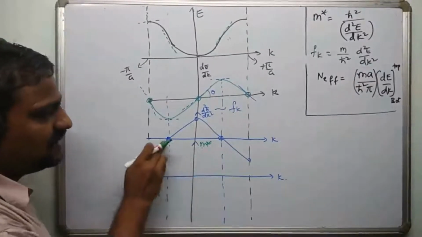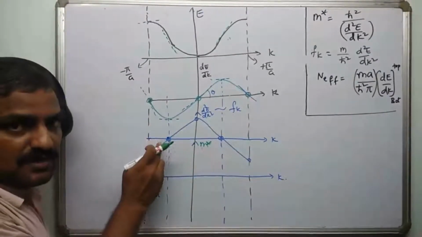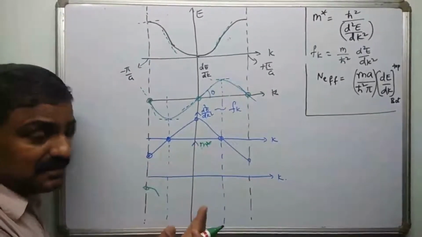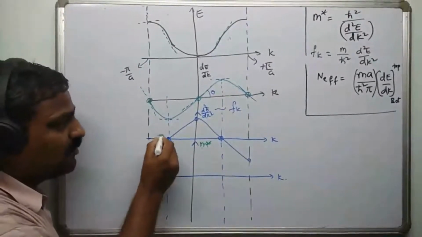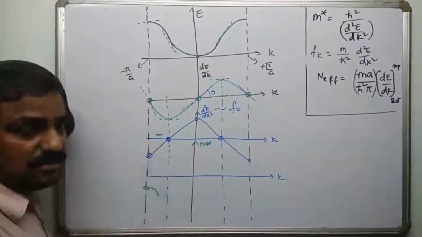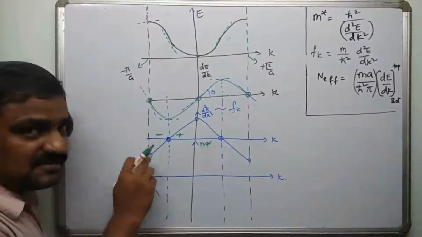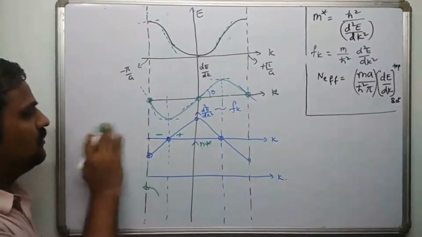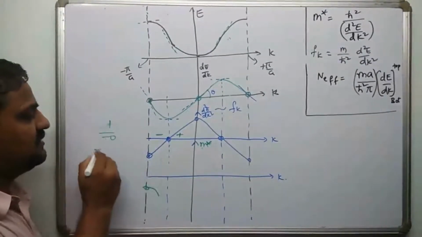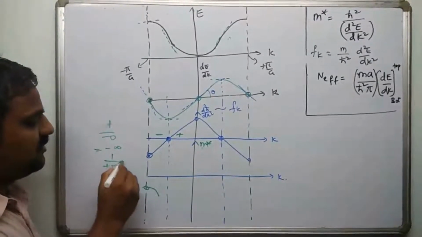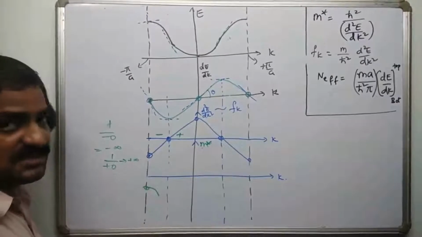And see here at this point it is becoming 0. So 1 by 0 means infinity. But here there is a problem. When you approach from this side, it is minus 0. When you approach from this side, it is going to be plus 0. So 1 by minus 0 is going to be minus infinity. 1 by plus 0 is going to be plus infinity. So the graph has a discontinuity.